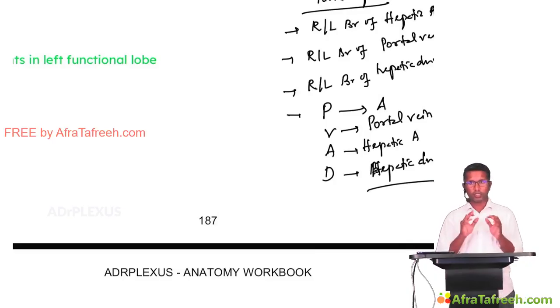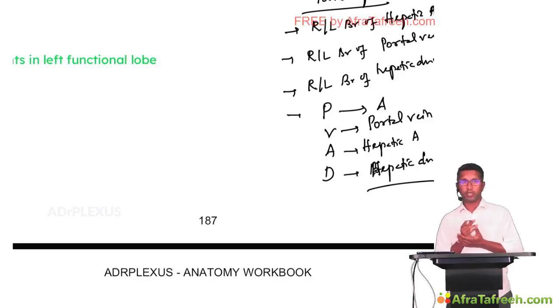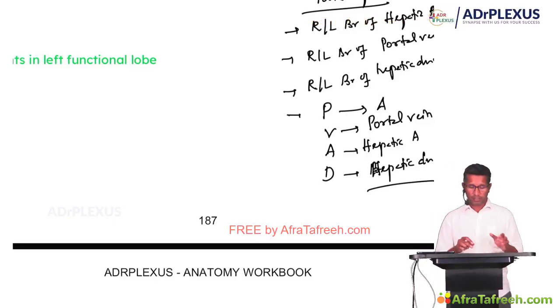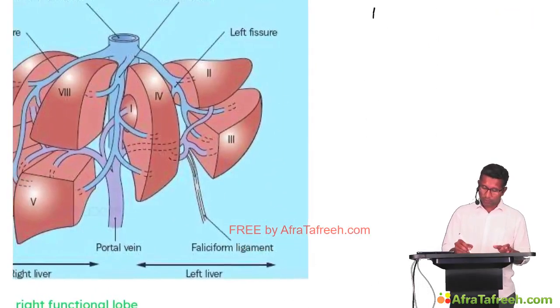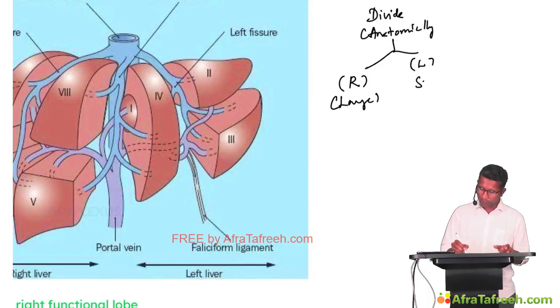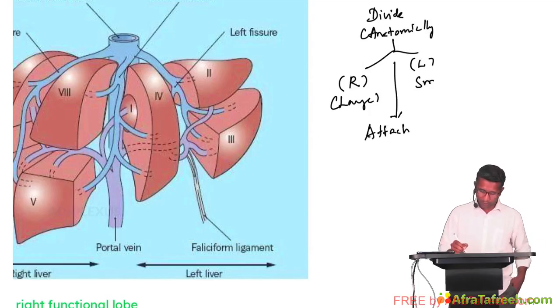So this is about the liver, its attachments, and its relationships. But a very, very important point is the segments of the liver. Normally, how do you divide the liver? You divide the liver anatomically into two lobes: the right lobe and the left lobe. The right lobe is larger and the left lobe is smaller. This is divided by the attachment of the falciform ligament.